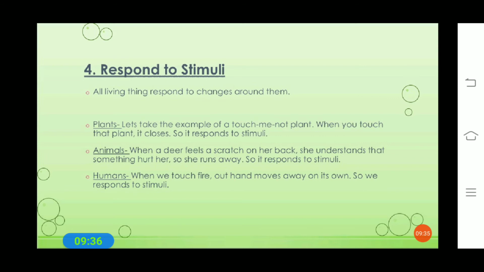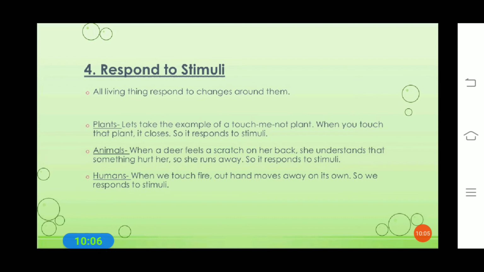So do plants also respond to stimuli? Yes. Flowers of some plants bloom only at night. In some plants, flowers close after sunset. In some plants like mimosa, commonly known as touch-me-not, leaves close or fold when someone touches them. These are some examples of responses of plants to changes in their surroundings.